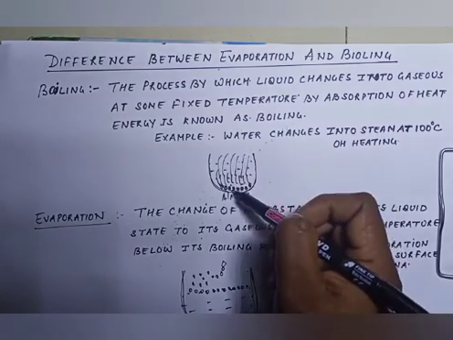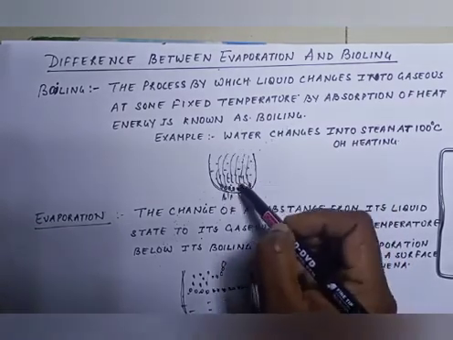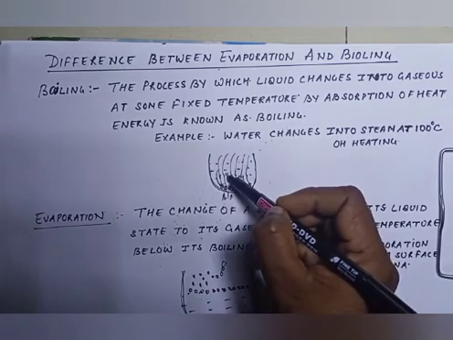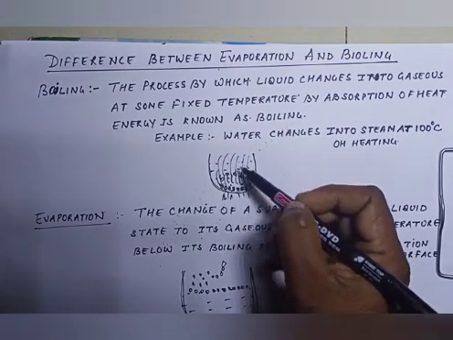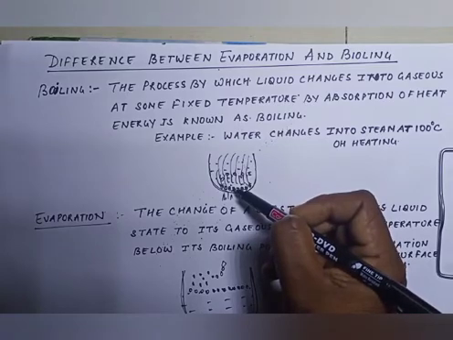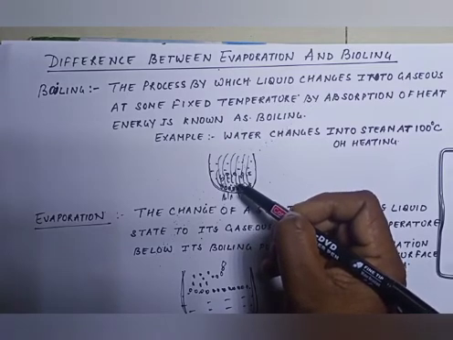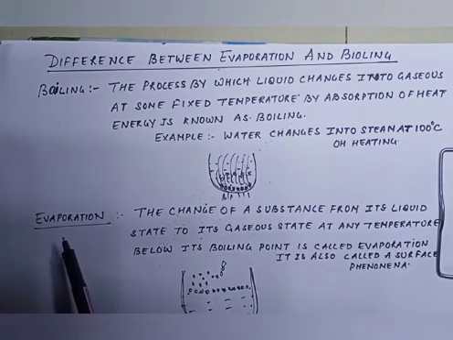What happens as they escape? The place over here becomes vacant. So the molecules that are present over here take their position and the process continues. This is how boiling occurs. Let us move to evaporation.